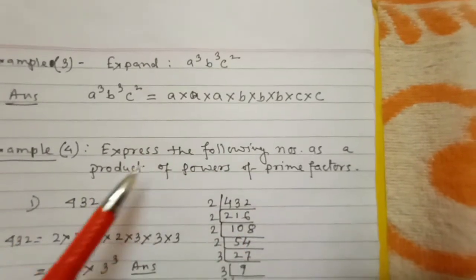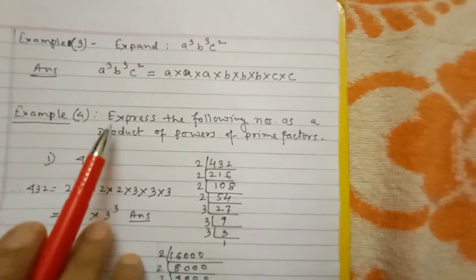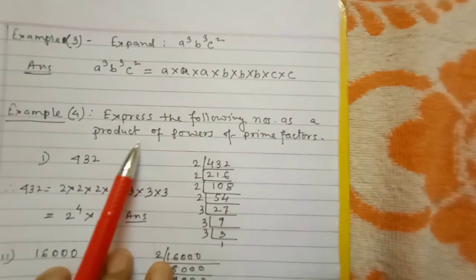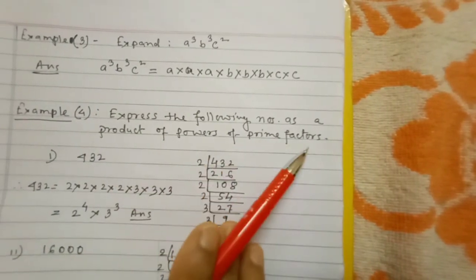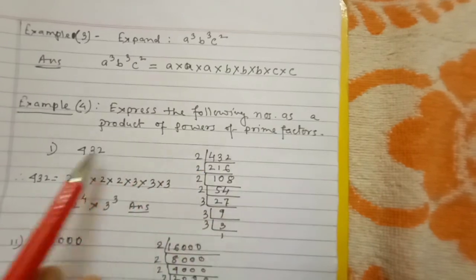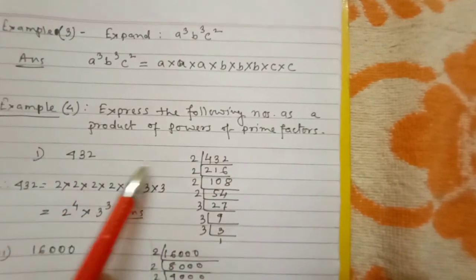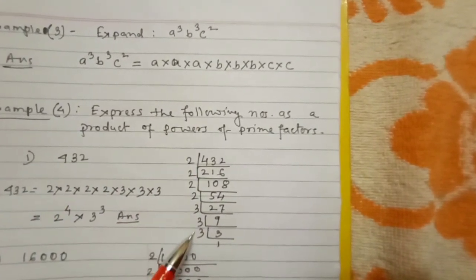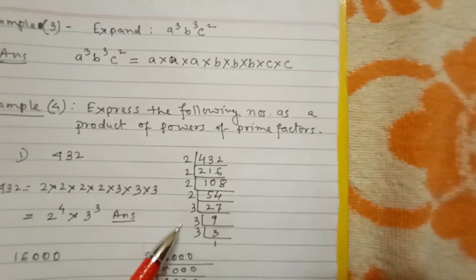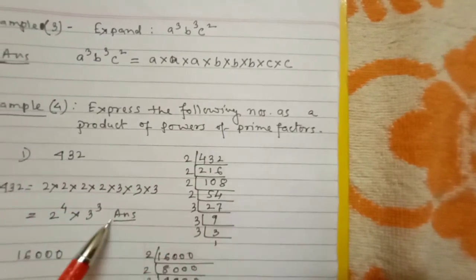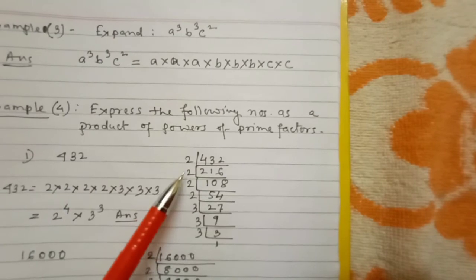Very easy. Next example is: express the following number as a product of powers of prime factors. 432. This is your sum. It is not rough work, so you have to show this in the main page, not in the rough work.